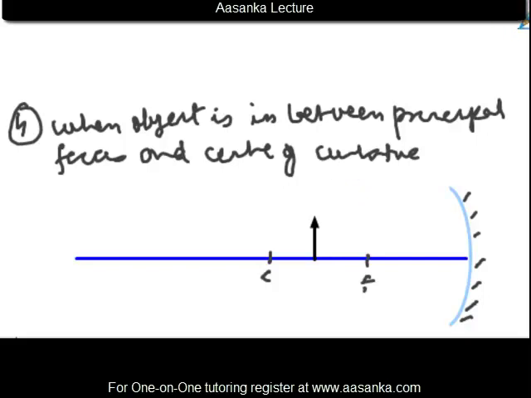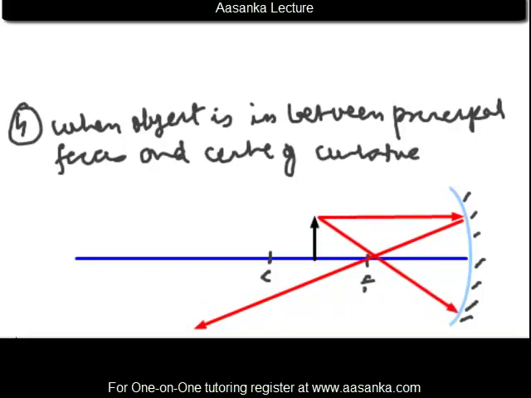We have already discussed, we take a ray parallel to principal axis and then make it move after reflection through the focus. So the first ray we take from the tip, after reflection we say it will pass through the focus, parallel ray. And you can also take a ray passing through focus, which after reflection will become parallel and move away from the mirror.